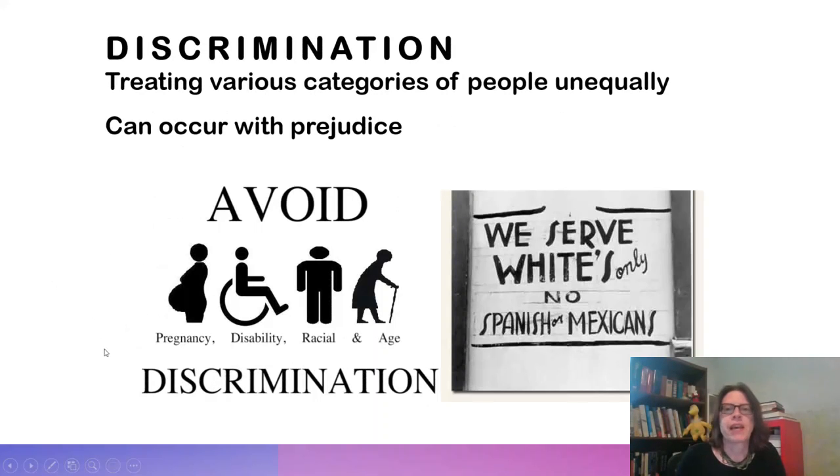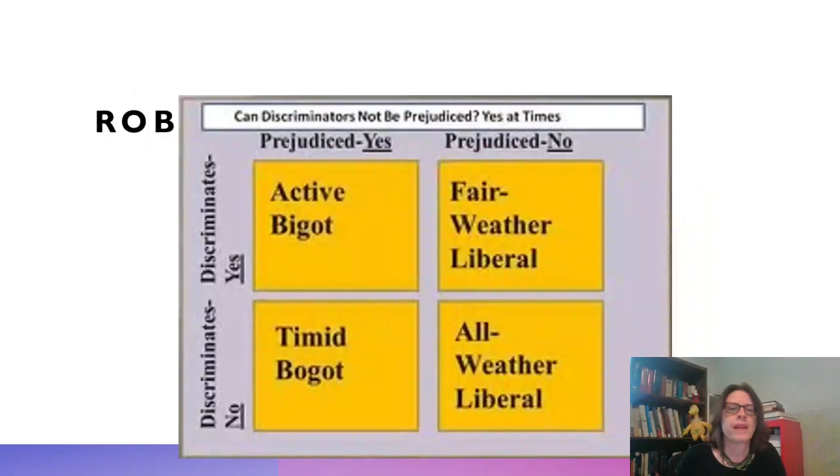Discrimination is treating various categories of people unequally. You do not have to be prejudiced to discriminate. You can be non-prejudiced and still discriminate, especially with institutional racism and discrimination. And here is the actual chart that tells you that, and there's a misspelling.